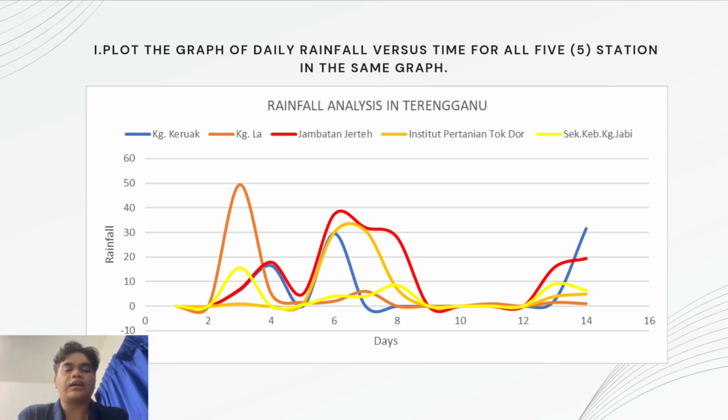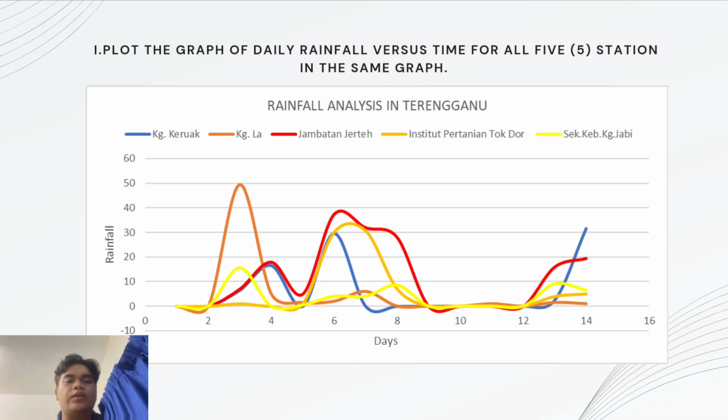Kampung Keruak, blue line, shows a significant rainfall peak on the 13th of May with around 16.5 mm. And Kampung La, orange line, has the highest rainfall on the 29th of May with 49.5 mm, indicating a heavy downpour on that day. And Jambatan Jetih, red line, also experienced a peak on the 13th of May with 18 mm, showing a trend similar to Kampung Keruak.